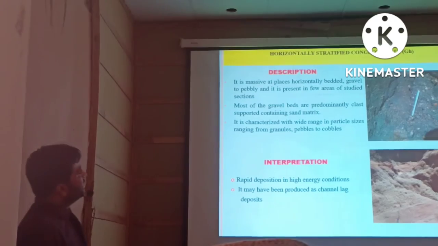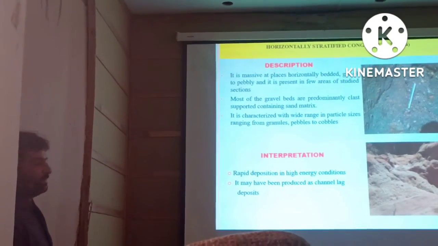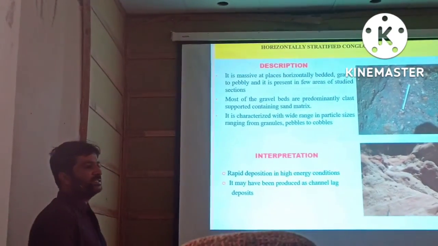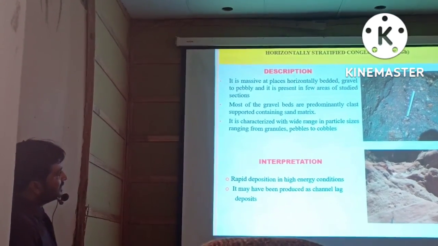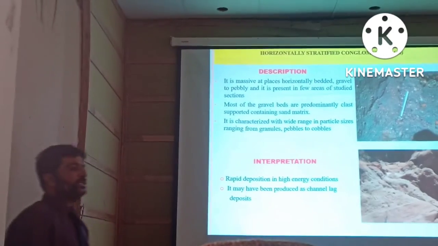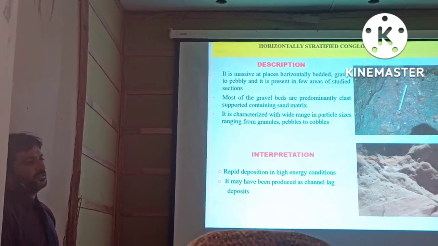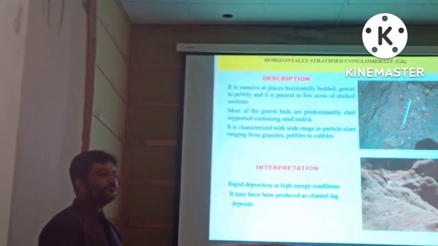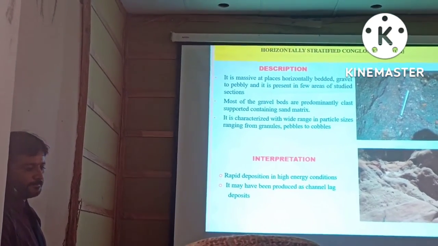The horizontally stratified conglomerate lithofacies of pub sandstone is interpreted to have been deposited in rapid depositional conditions supported by high energy flow conditions. Since these are coarser particles, only high energy conditions can carry such size coarse particles. So a high energy fluid environment is interpreted from the coarse grain character.